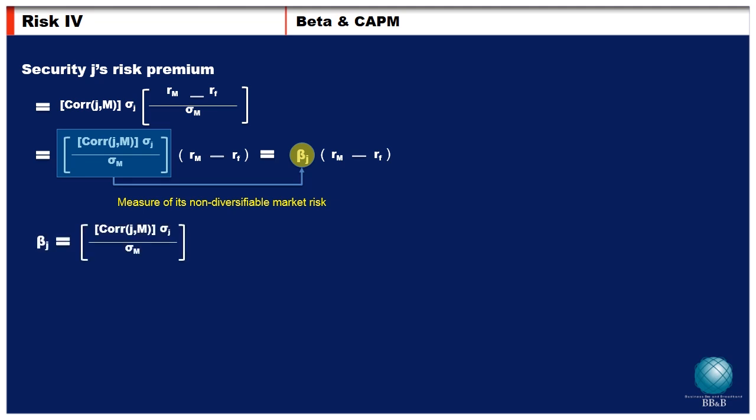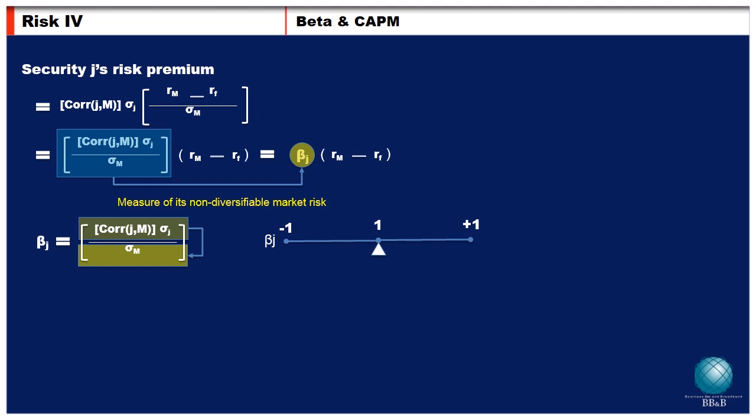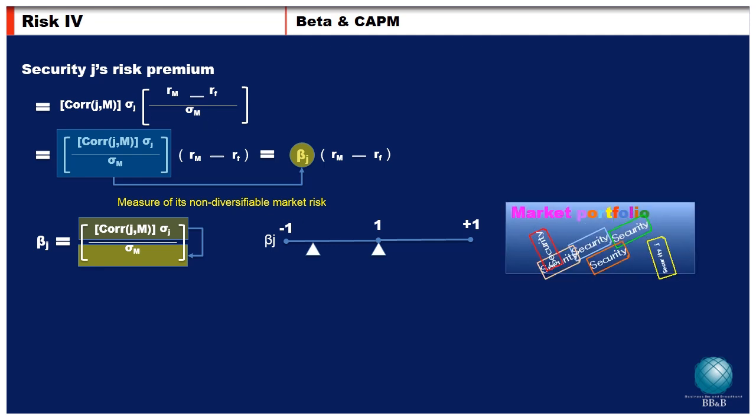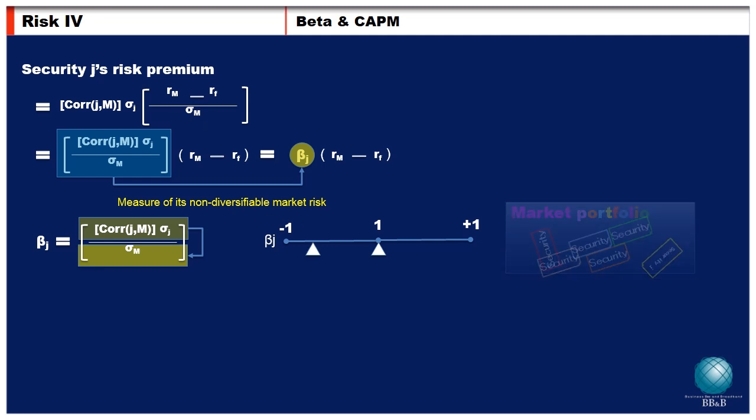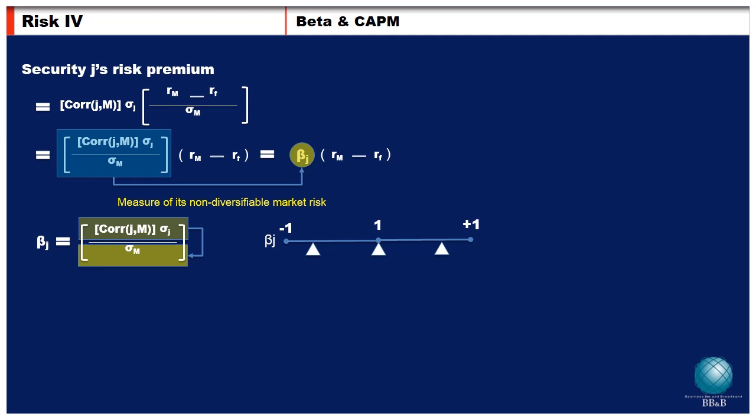The risk is expressed in comparison to market risk. Beta shows the tendency of a security's returns to respond to swings in the market. If the beta is exactly equal to 1, the security's price moves perfectly with the market. If the beta is less than 1, the security's price is less volatile than the market. If the beta is greater than 1, the security's price is more volatile than the market.